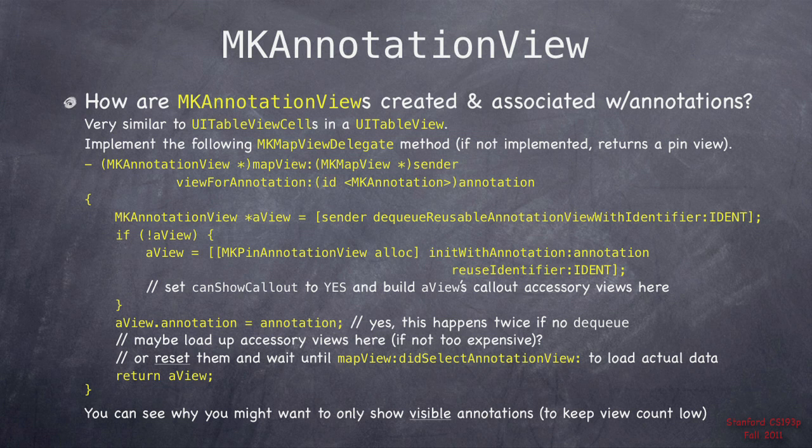Okay, nothing will happen when you click on it. It will call the didSelectAnnotation or whatever, but it won't give you the default callout. So you almost always want to say that canShowCallout equals yes. And then outside of this curly brace, maybe now a view is either created or it was dequeued.